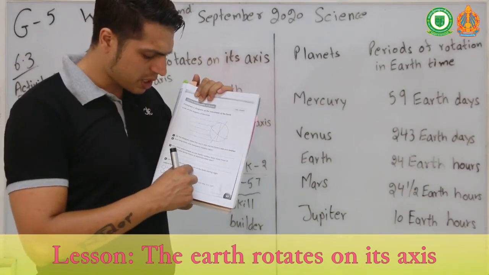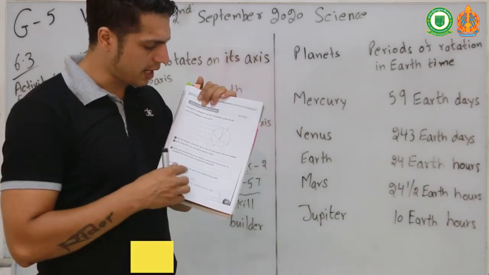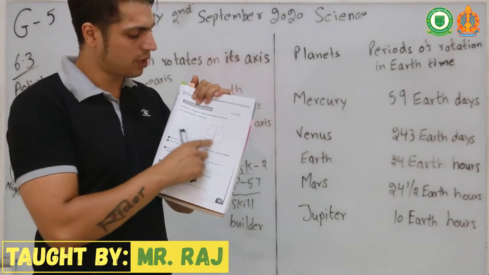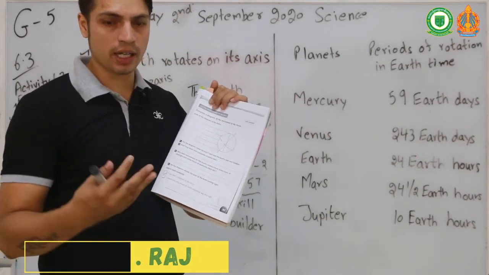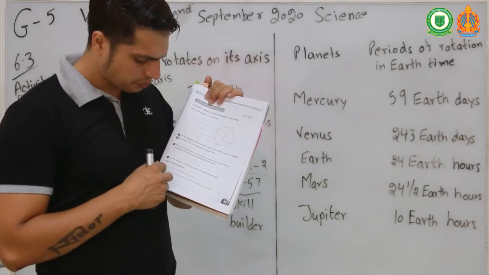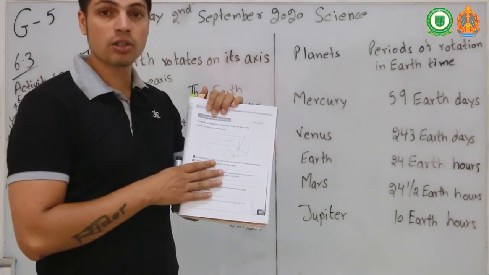On the diagram, shade the part of the Earth having night. Okay, so which part of the Earth is having night? Shade. Okay, shade means just color. Color it black. Okay, so this is your task 2.